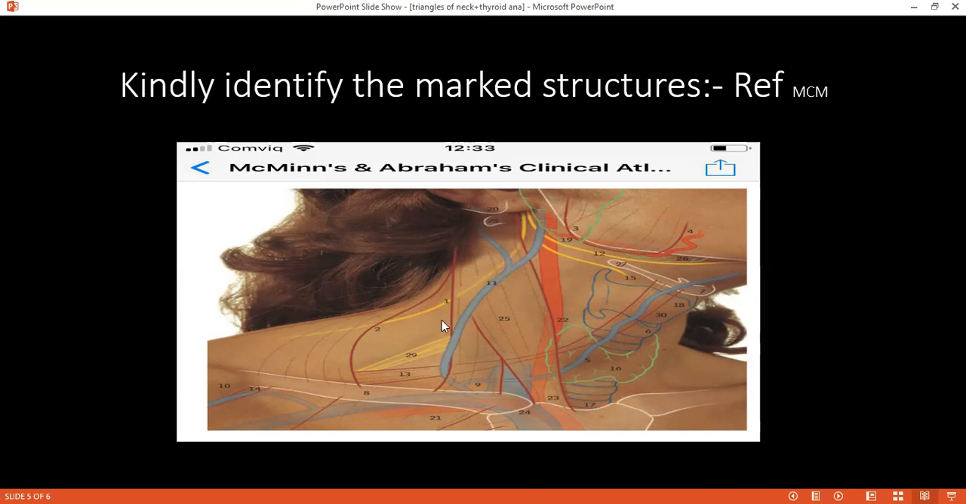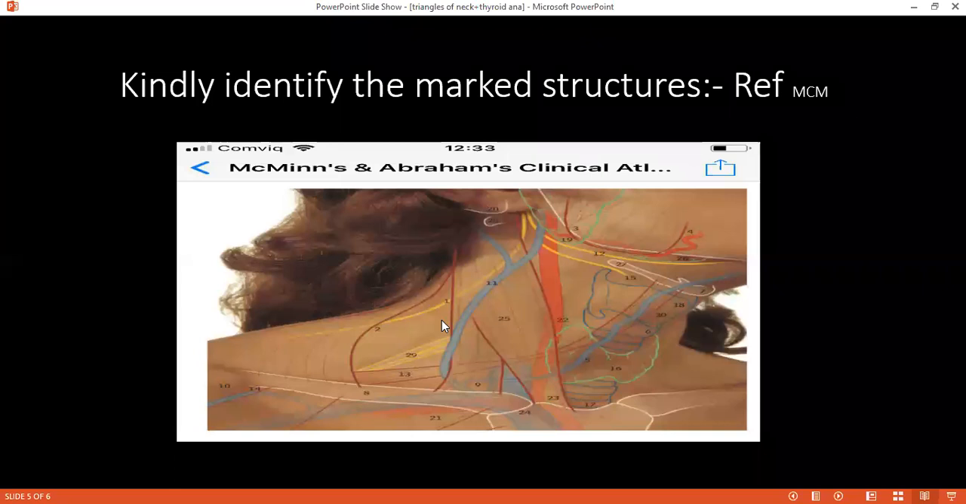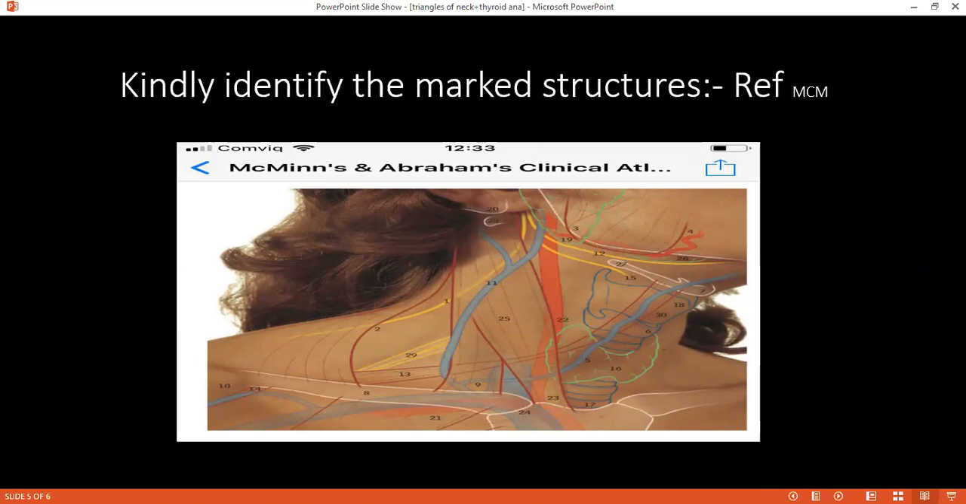If you could tell me, I have basically asked you all the questions. Okay, tell me about the greater auricular nerve. What is the root value and what is the area of supply? I think the root value is C2, C3. And it supplies the area around the ear.